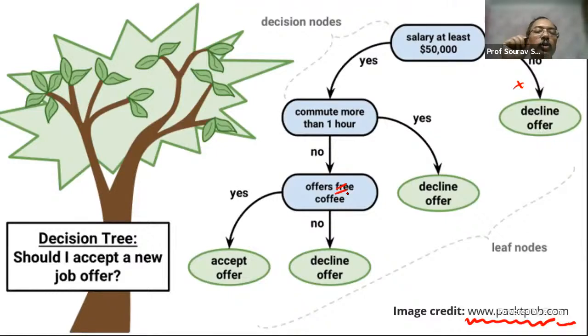So my question to you is, why did we start off with this salary at least 50,000? We could have started off with the free coffee part, or maybe the commute more than 1 hour part, isn't it? Why do you think this salary at least 50,000 is the one on which we started splitting the tree?